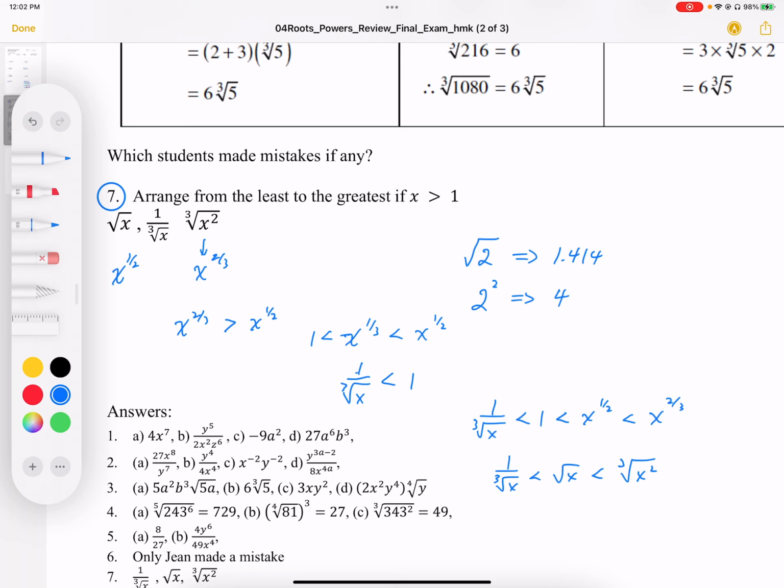And the reasoning that we have is based on some comparisons. We're comparing these two using the fact that a power bigger than 1 will give us numbers bigger. As we get bigger powers, we get bigger numbers. And then we can compare that fraction, 1 over cube root of x, to the value of 1. And since we know that the square root is bigger than 1, we know that 1 divided by the cube root must be less than 1. We know that must be smaller than the square root.